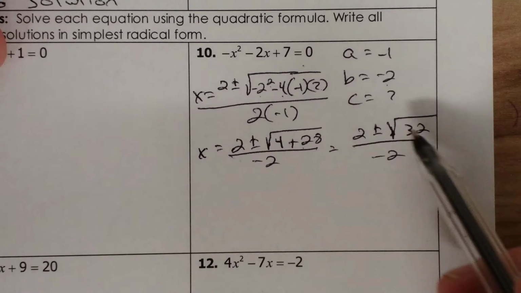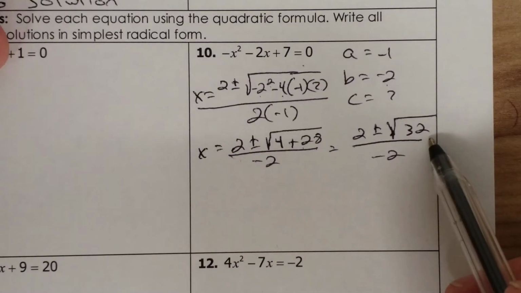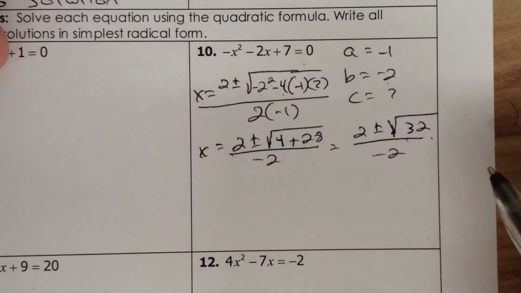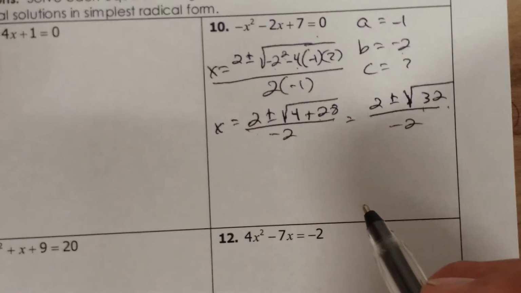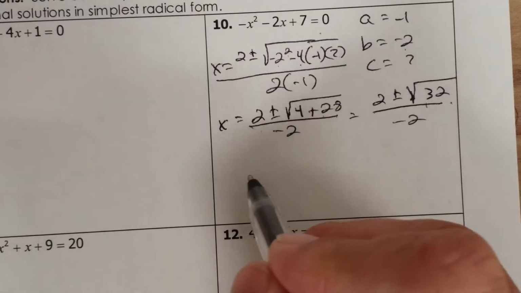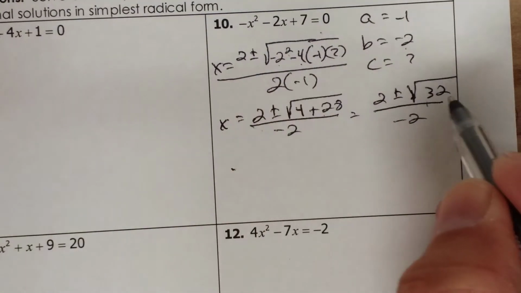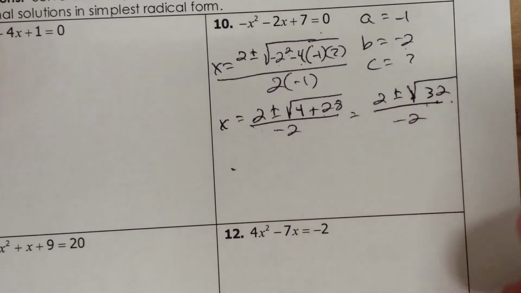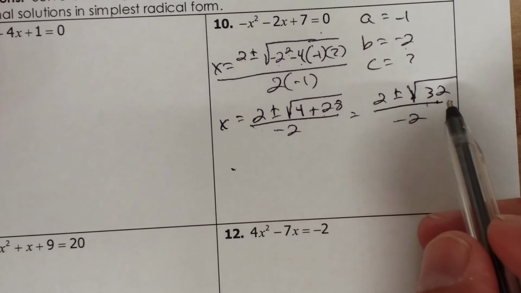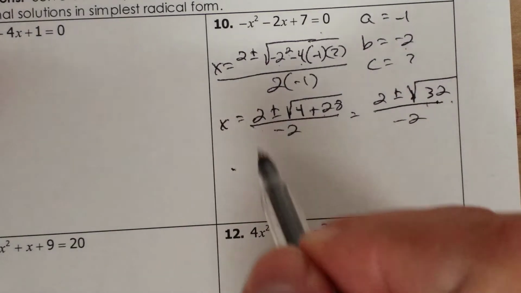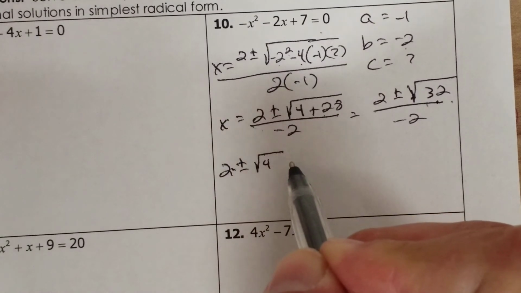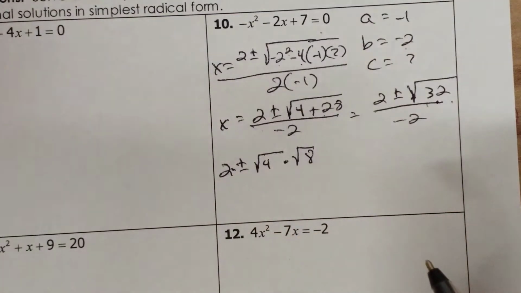Okay, now I can't take the square root of 32. So I'm going to simplify the radical. And this is going to be in a lesson we're going to learn before we take the FSA test. But follow along just for a second. 32 is the same as 4 times 8. Here's why I want to rewrite this as 4 and 8.